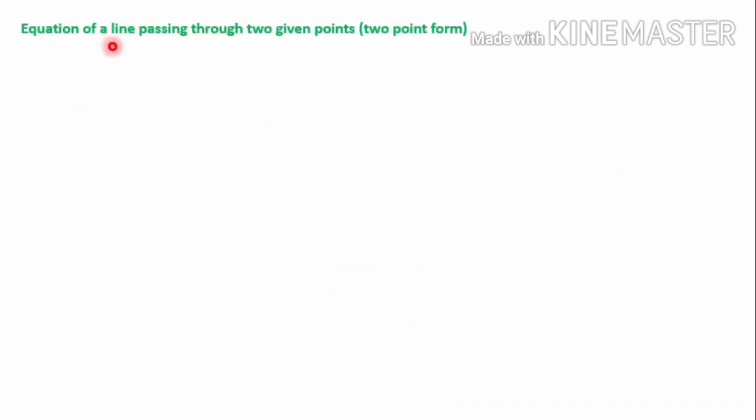Next, equation of a line passing through two given points, that is the two-point form. We have to find the equation of a line passing through two given points. In the previous topic, we discussed the equation of a line passing through one point and a parallel vector, which is called the point-parallel form. Here two points are given, that's why it is called the two-point form.